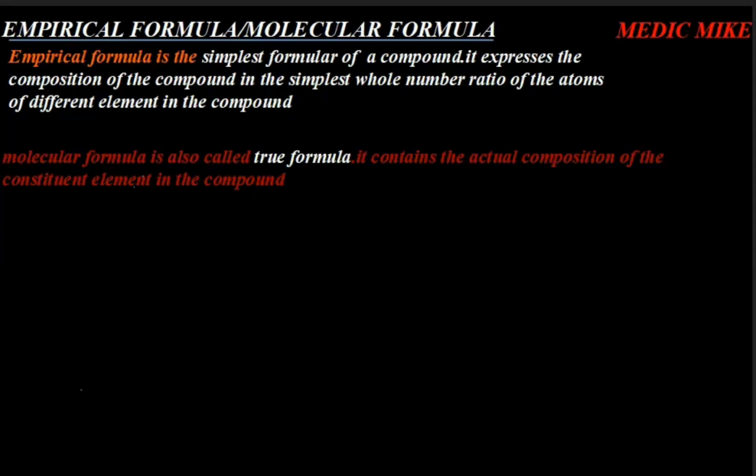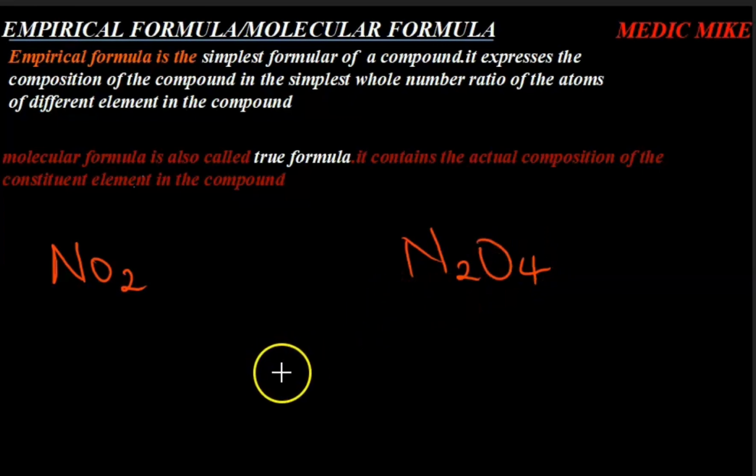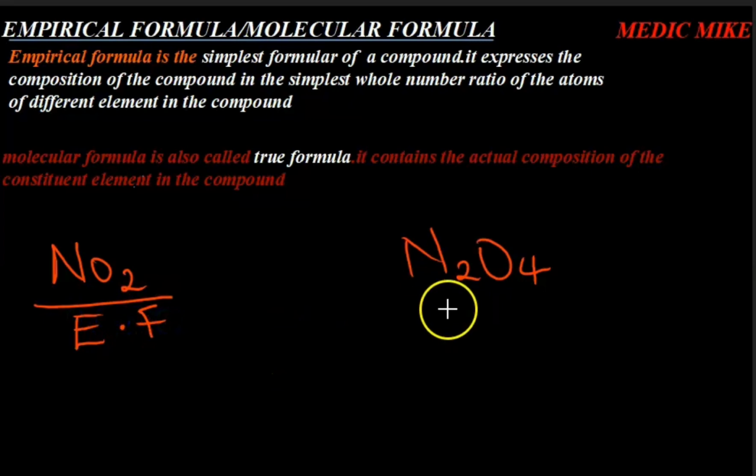Now what do I mean? For example, we have a compound which is NO2, and over here we have N2O4. You can see that these two compounds are alike in terms of simple ratio, meaning that this can be represented as the empirical formula, which is EF, and this is the molecular formula, because if you divide this constituent element by 2, it will give you the same ratio of 1:2 as you have here.